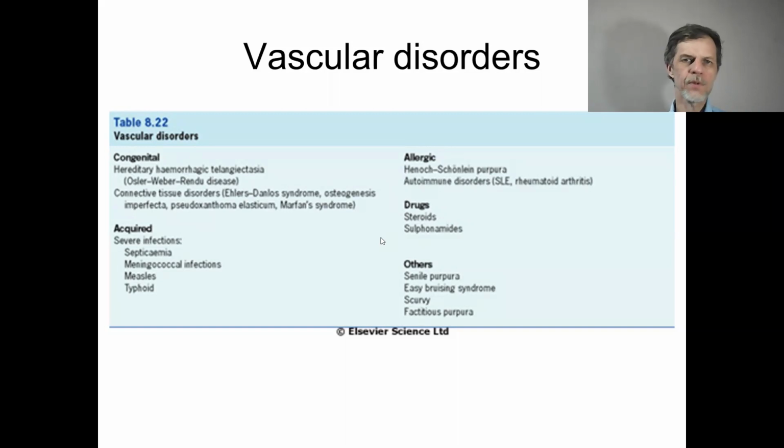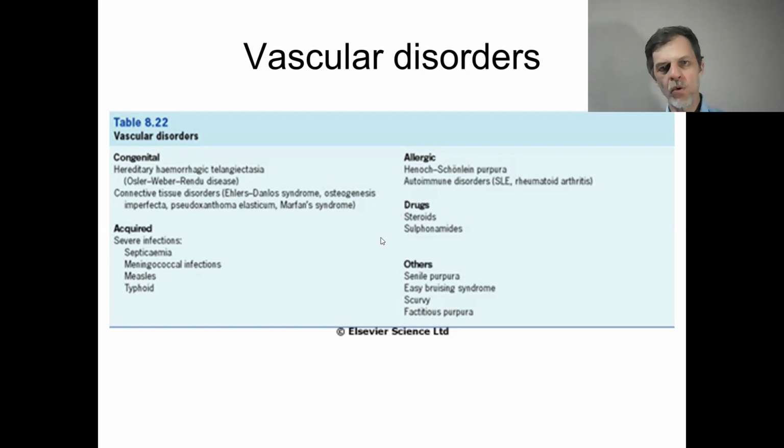Again, we have a lot of vascular disorders. It may be congenital, for example hereditary, so-called hereditary hemorrhagic telangiectasia, or Osler disease. It may be acquired, from infections, for example meningitis; meningococcal infection and sepsis present with petechiae on the skin. It may be allergic disorders, for example Henoch-Schonlein or Schonlein-Henoch purpura. It may be some drugs, for example steroids may cause fragility of vessels and bleeding.